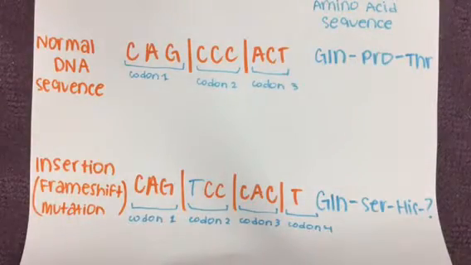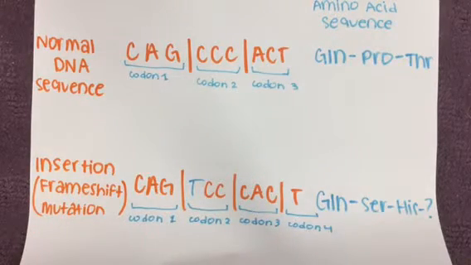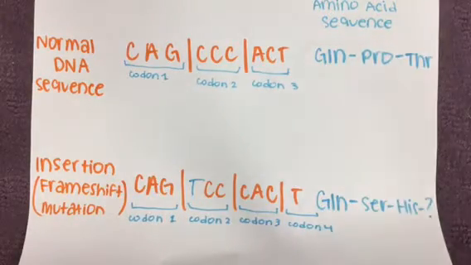In this example of a frame shift, a T is added to the second codon. This causes a fourth codon to be made, and this messes up the amino acid sequence. In the normal DNA sequence, GLN, PRO, and THR are produced, but when there's an insertion of T into the second codon, GLN, SER, HIS are produced, and then there's a fourth codon which doesn't code for anything.